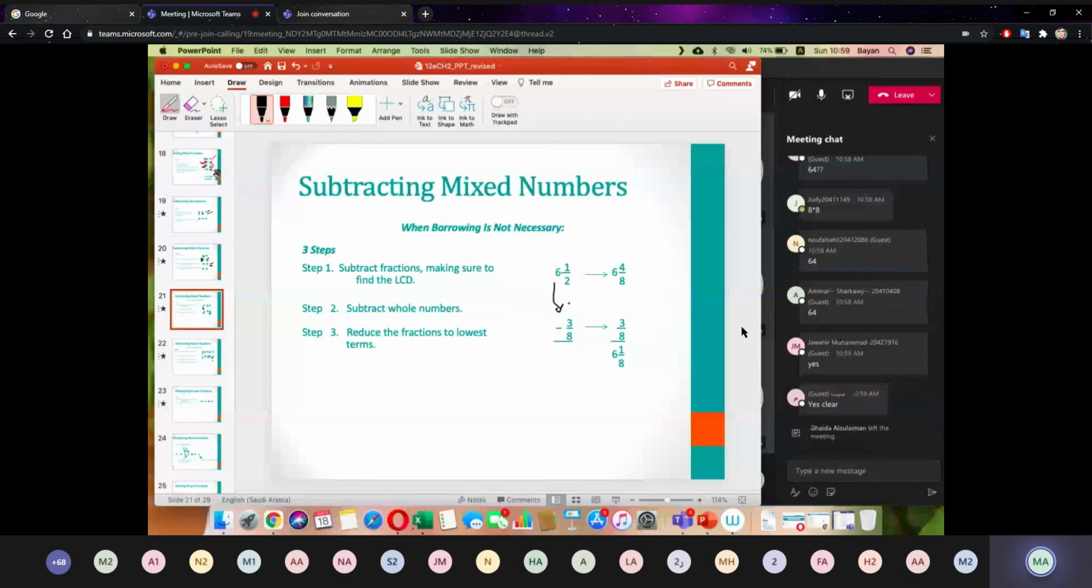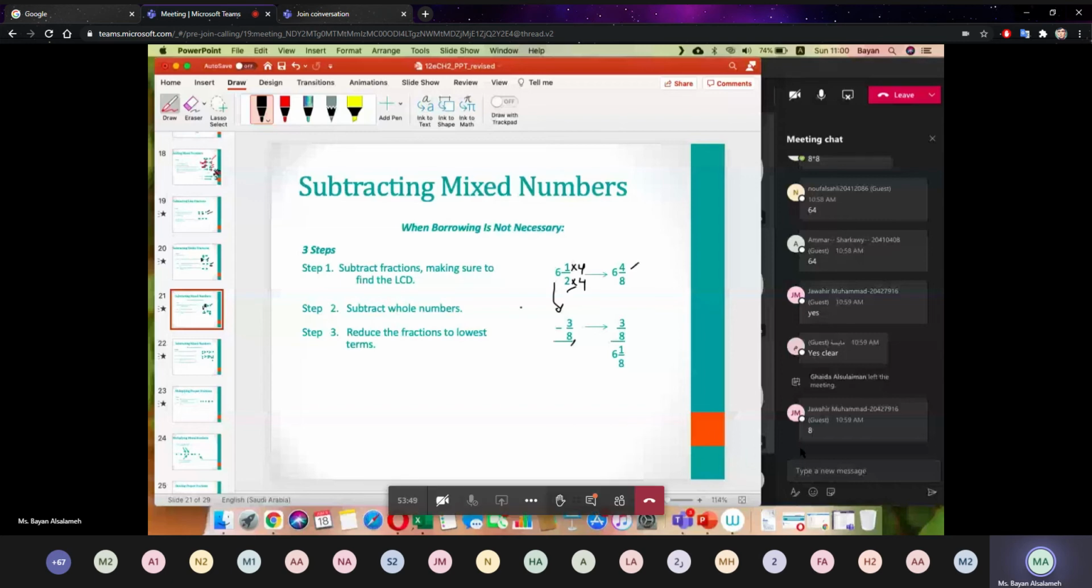8 or 2? Or any value outside these two values? 8. So we can multiply 2 by 4, and multiply 1 by 4. So 1 times 4 is 4. 2 times 4 will give you 8. So we have 6 with 4 over 8 minus 3 over 8.